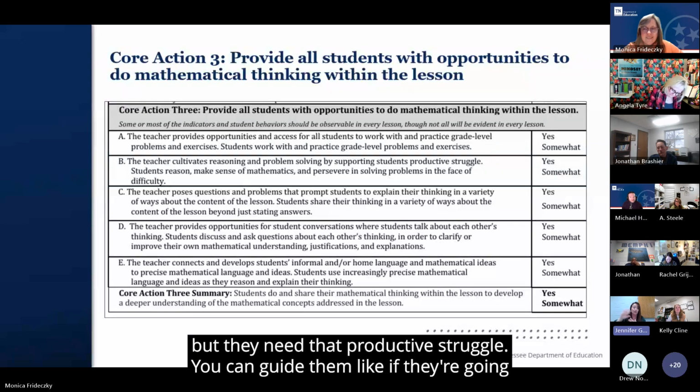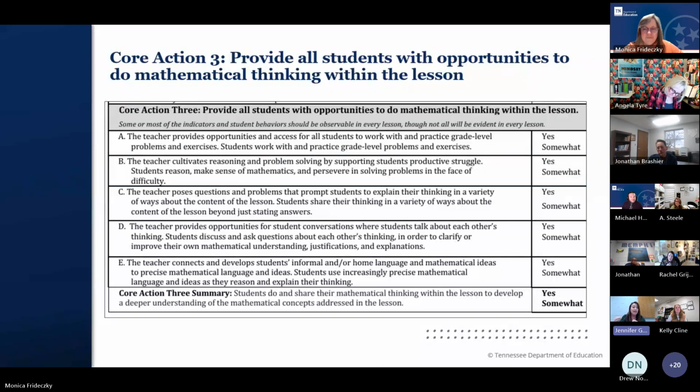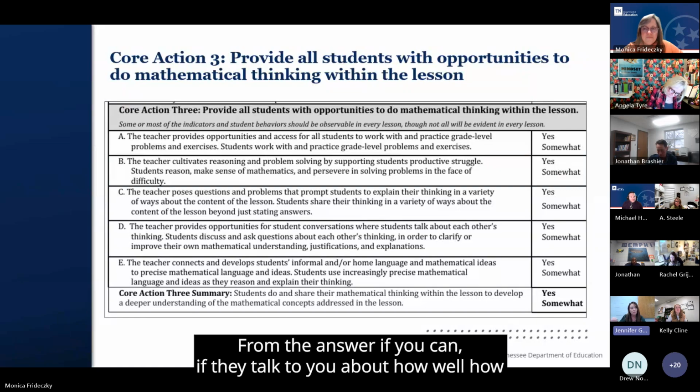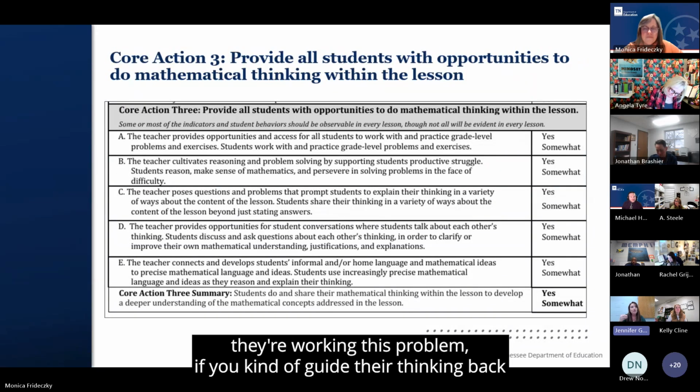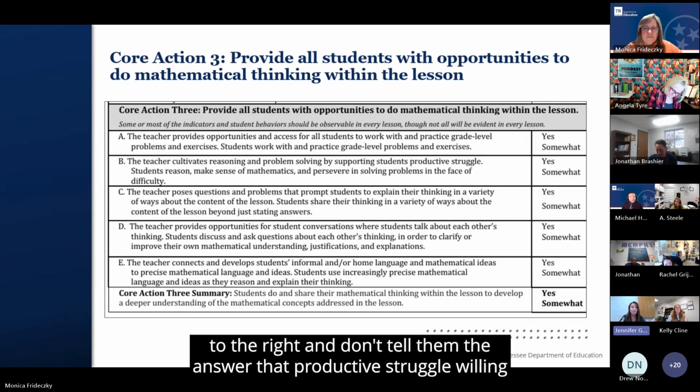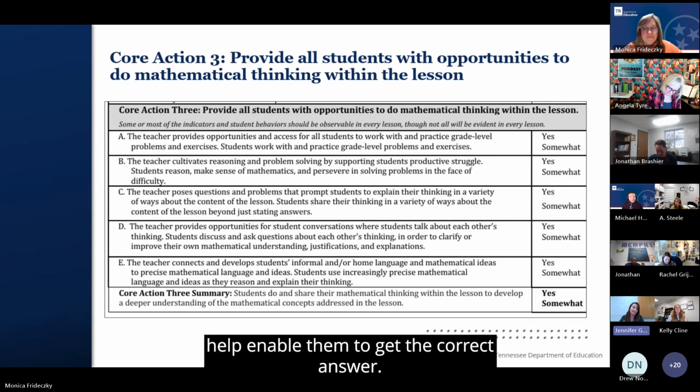You can guide them, like if they're going away from the answer, if they talk to you about how they're working this problem, if you guide their thinking back to the right track and don't tell them the answer, that productive struggle will enable them to get the correct answer.